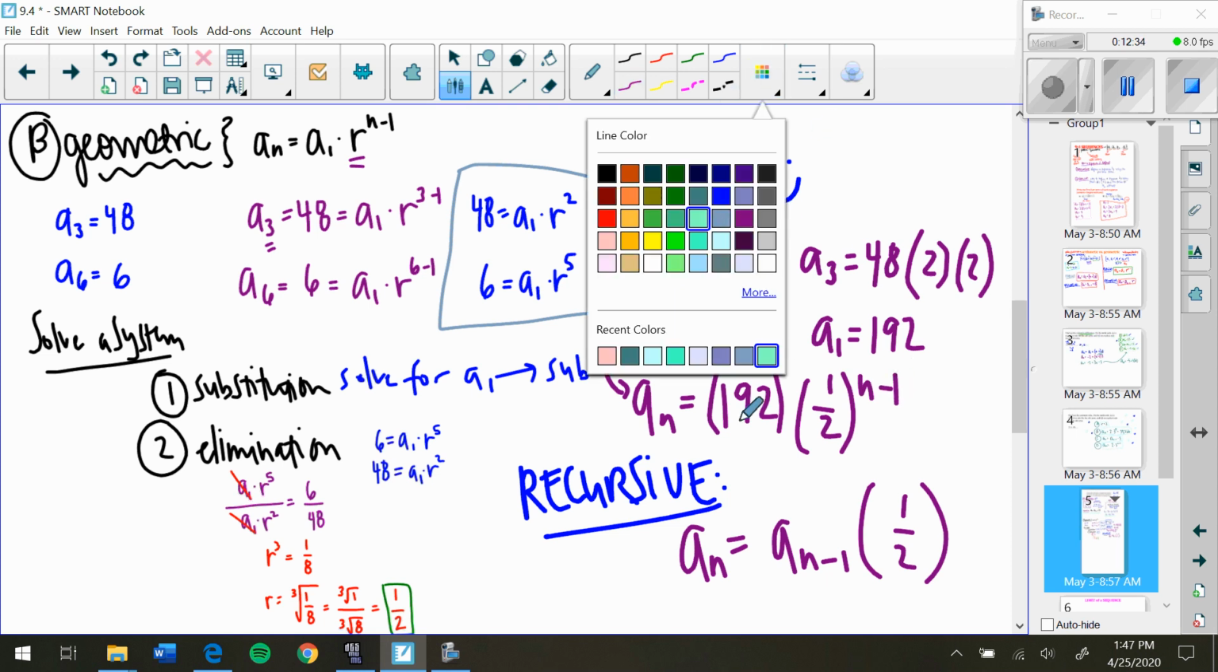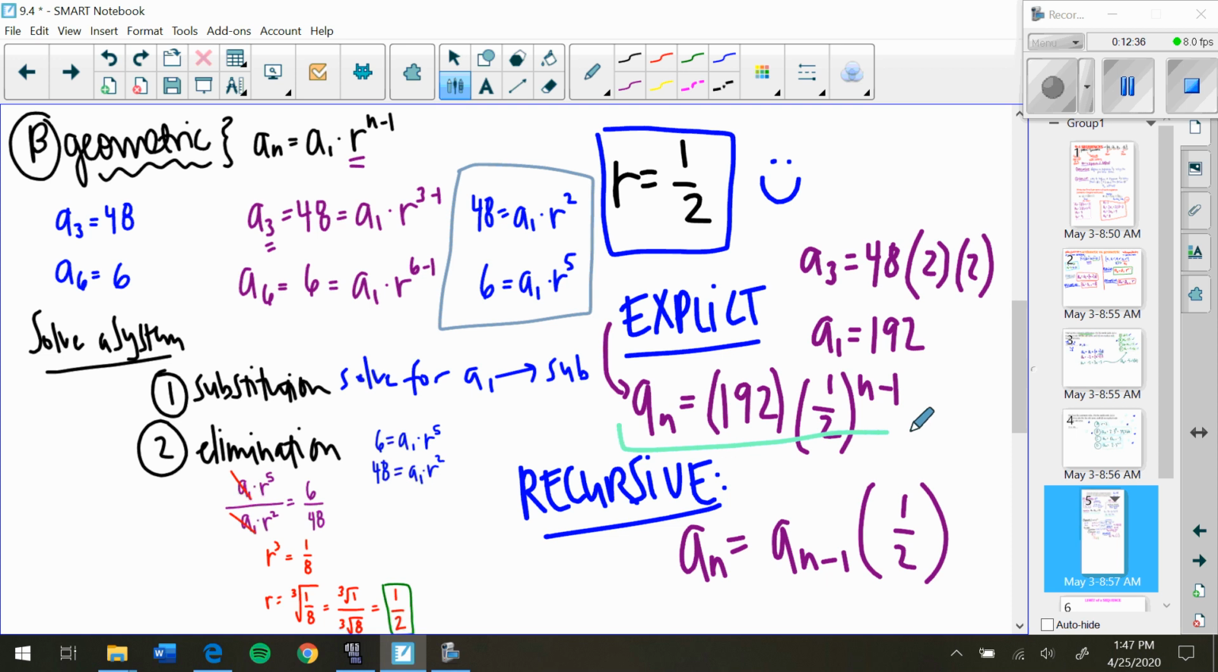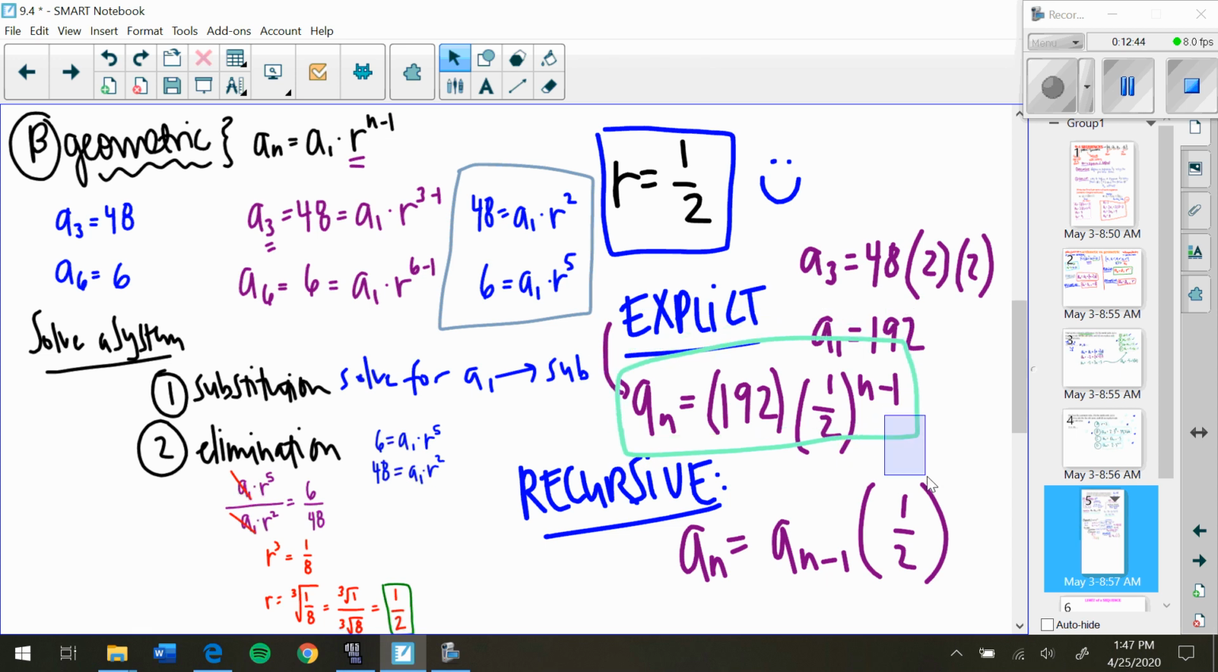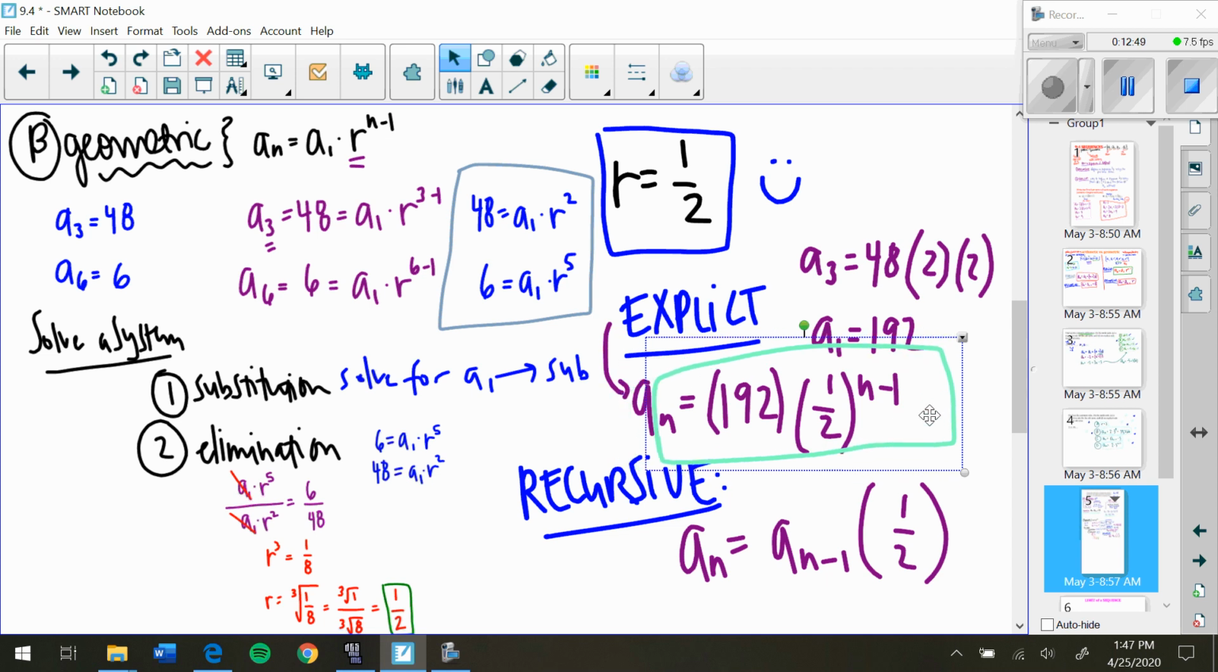Sorry that this is kind of all over the place, but hopefully you're following along. Otherwise, just ask. I would be happy to go through it again. All right, so we've got our explicit, we've got our recursive definitions if this were a geometric sequence, and that is this problem.